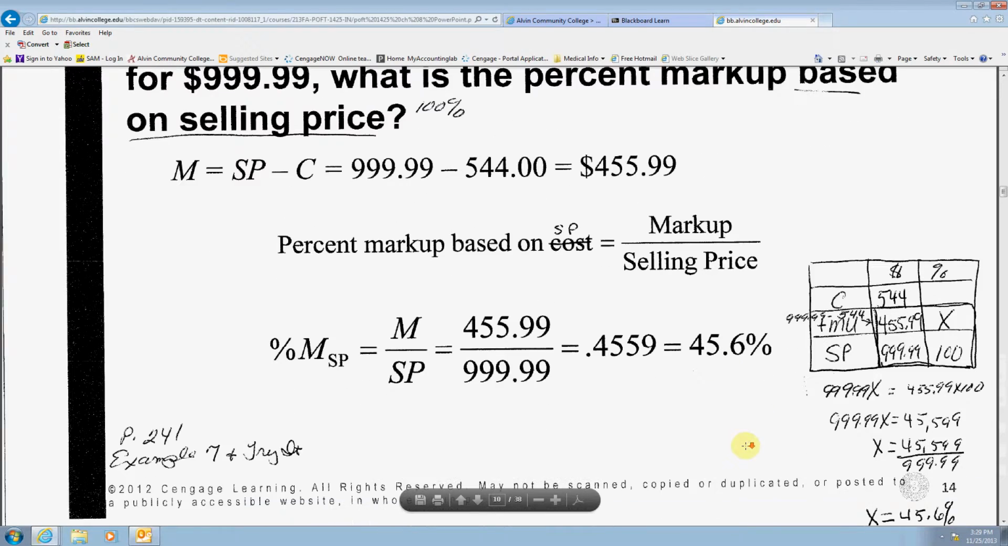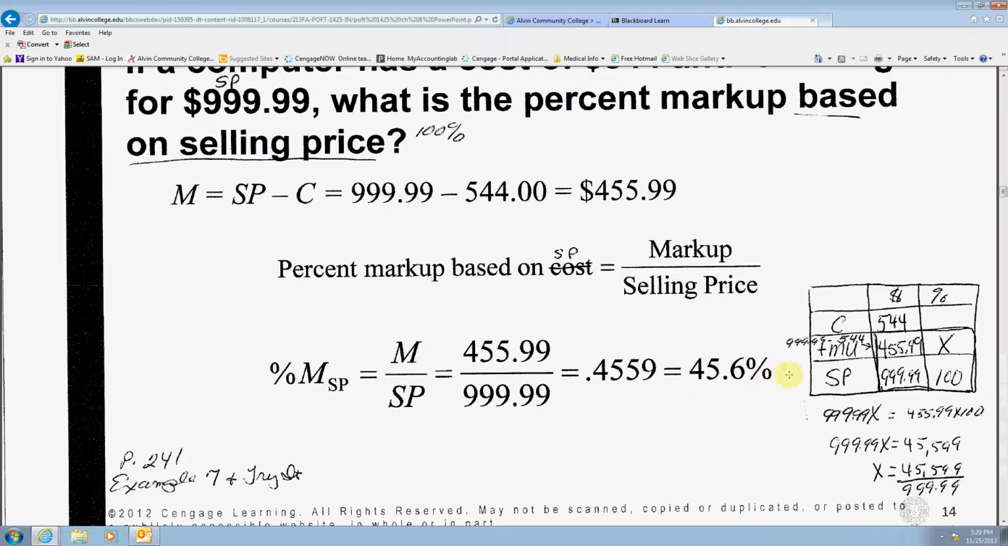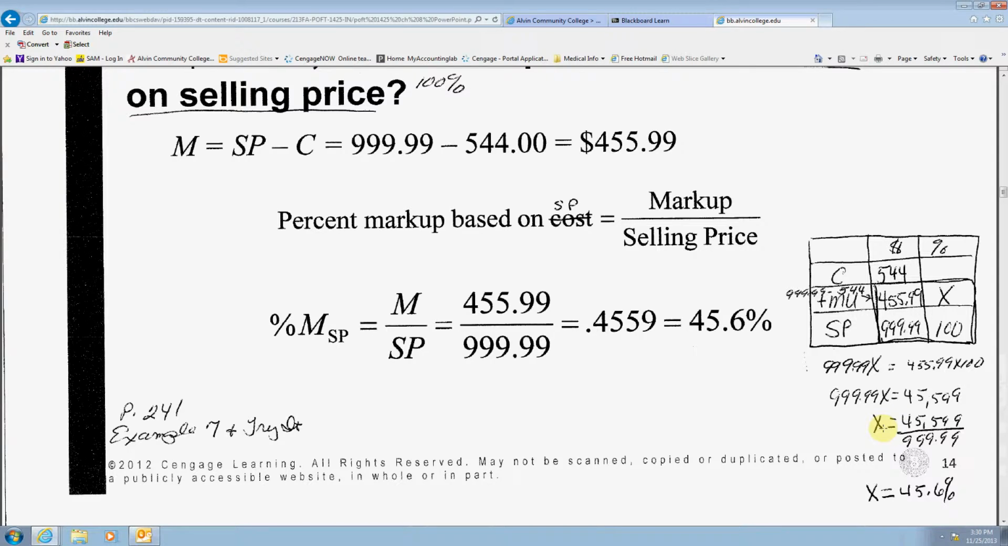We can use our table again. We know that cost is $544. We know that the sales price is $999.99. We know that markup is $455.99. We're trying to figure out the markup percentage, and we know that the selling price is set as 100%. So we can draw our square, and it's $999.99x equals $455.99 times 100, and then we solve for x. And we get the same percentage. On page 241, you have example 7.